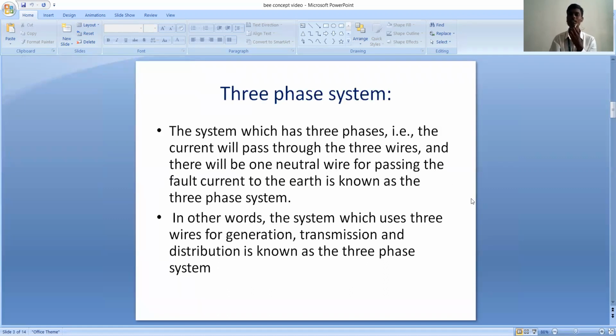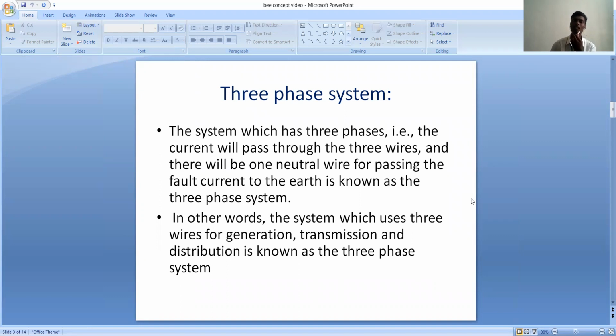Entering the topic, the three-phase system. This means the system which has three phases, that is, the current will pass through three wires and there will be one neutral wire for passing the fault current to the earth. In the houses we live in, we can test the wires ourselves, and some of them have a three-phase system. In three phases, two wires carry current. Means the current passing to the houses is seen in the wires. Two wires carry current and one wire is for fault current, the earthing wire, which is the neutral wire.